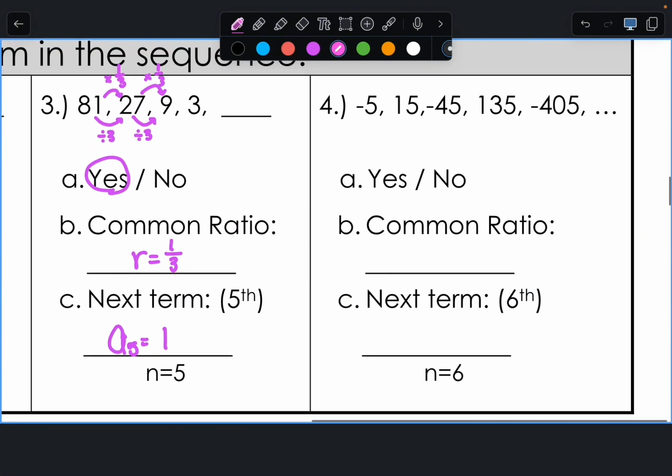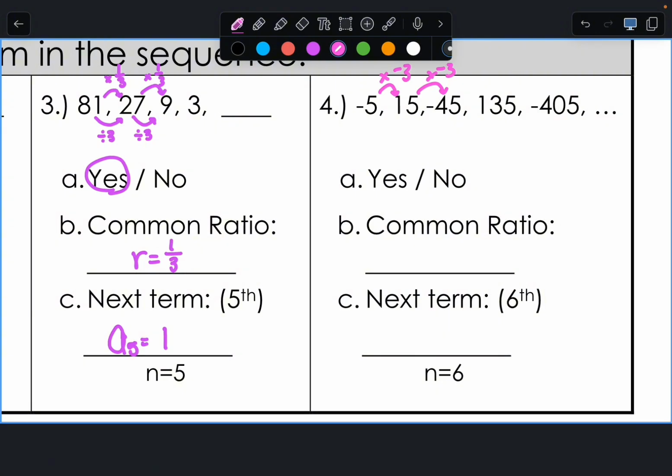Number 4. What do you notice is different about this pattern, about this sequence? It's going from negative, positive, negative, positive. So what must we multiply by in order to flip-flop our sign every single number? Negative. Multiply by a negative. So -5 times what? -5? No. -3. Oops, times -3. Then 2 negatives make a positive. Now 15 times -3, positive times a negative is a negative.